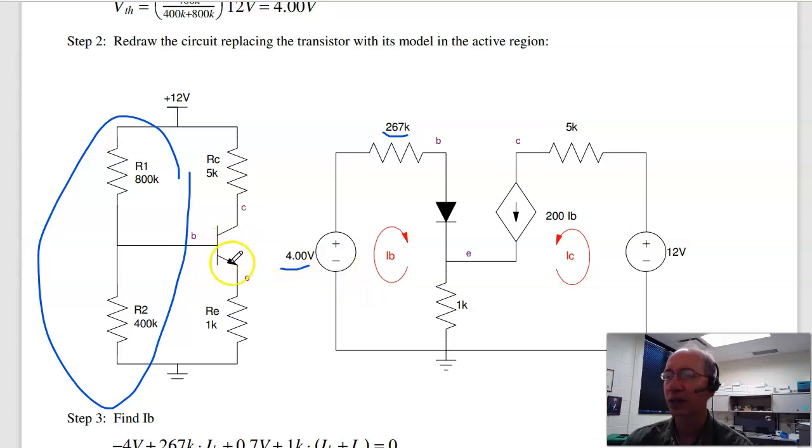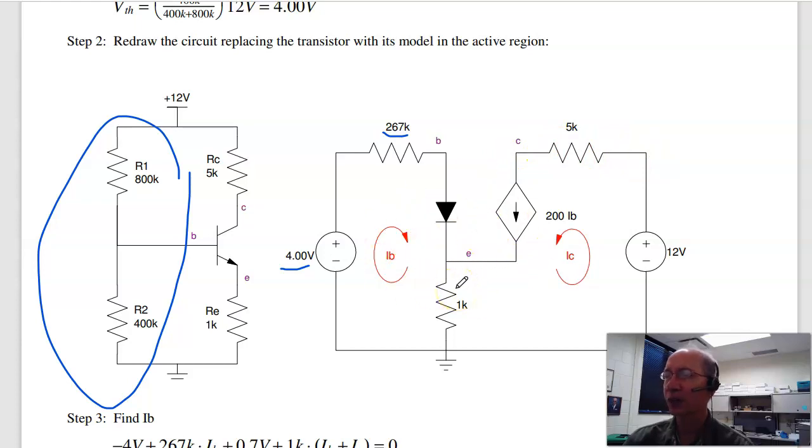Then at the base to emitter, I have a diode. Emitter to ground is the 1K resistor. Emitter goes to collector through beta IB. And collector goes to 12 volts through a 5K resistor. So this is the same circuit.